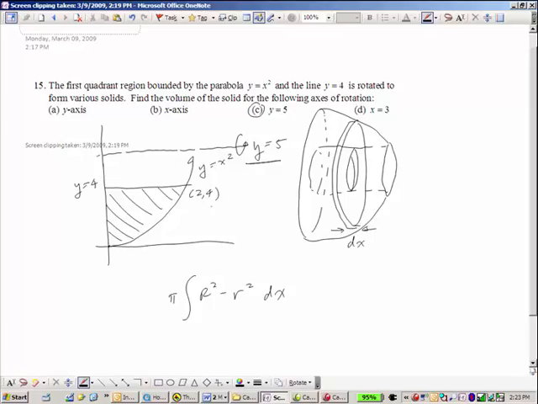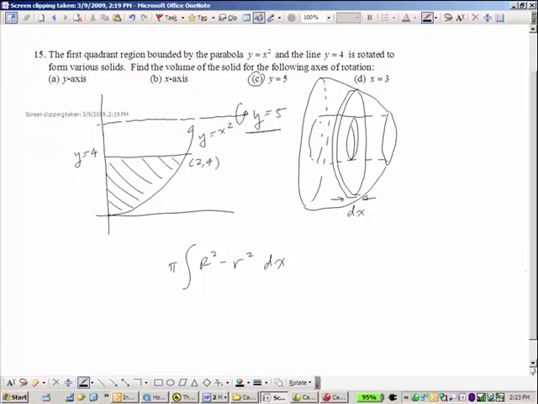y equals 5 is parallel to the x-axis. So does it even matter if it's like y equals 5? Does it really make a difference? Well, it's going to. Watch. I want to make sure we set this up. Along the x-axis, where are we stacking these, to and from? From 0 to 4. Because it's an x value.